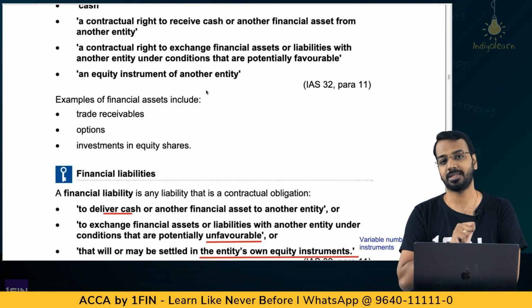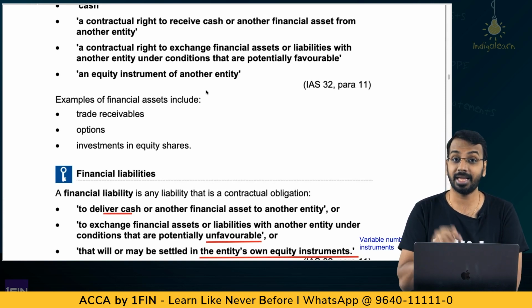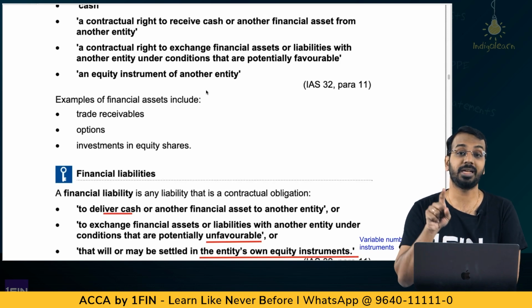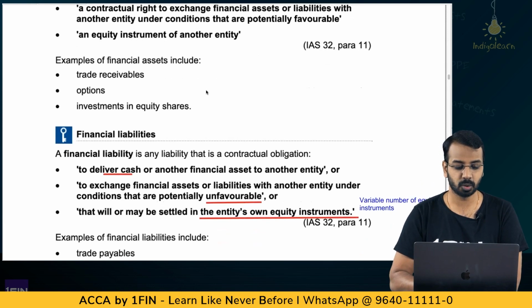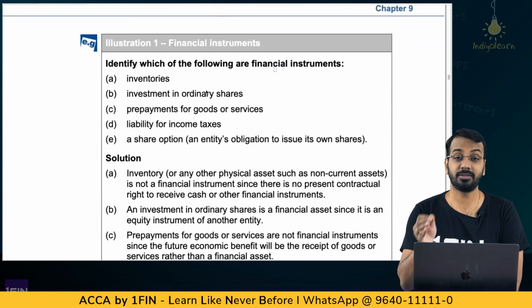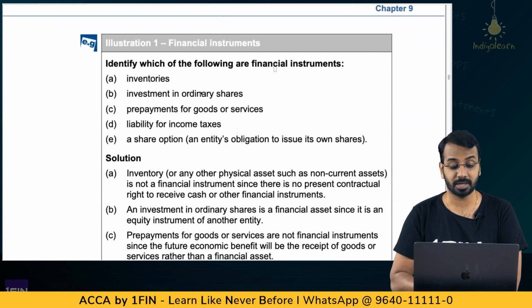So, it is not an asset. It is also not a liability, and hence it cannot be classified as a financial instrument. It is a non-financial asset. Okay. So, first one, inventory, it is not a financial asset because there is no contractual right to receive cash.